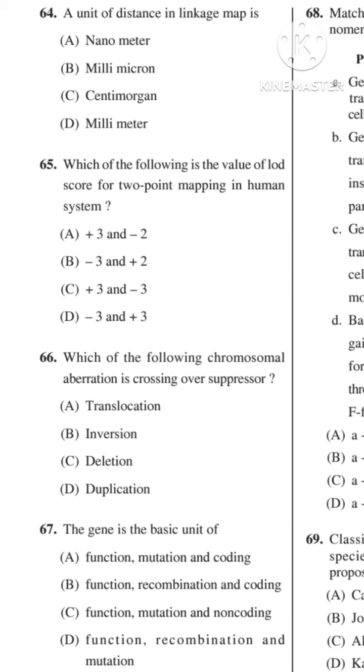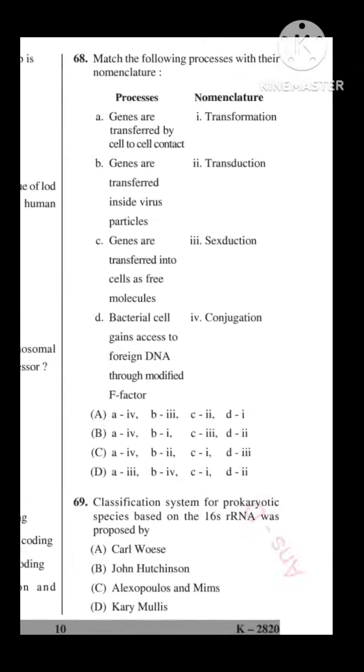The gene is the basic unit of... This is not asked directly, it is asked with a slight twist, question 67. We know the structure of gene, we studied that it is made up of 3 components: cistron, recon and muton. Cistron is nothing but function, recon helps in recombination and muton helps in mutation. Therefore the correct answer is option D, function, recombination and mutation.